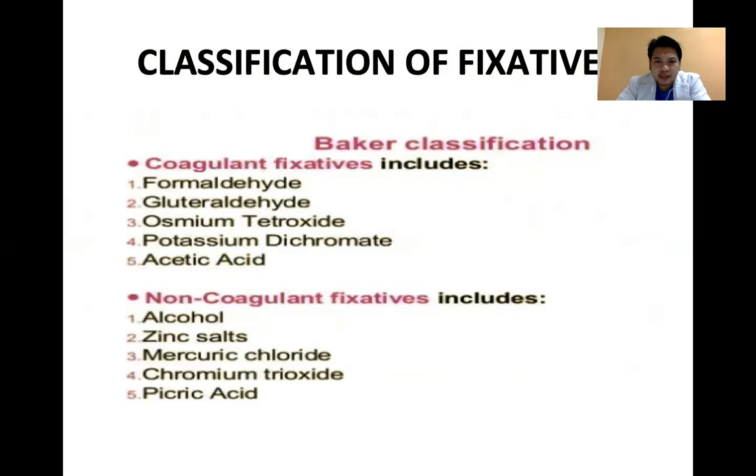We have also the Baker classification. So it differentiates our fixatives into coagulant and non-coagulant. Okay, so this classification is used to determine if the fixative can precipitate or denature our proteins. Okay? For example, coagulant fixatives are formaldehyde, formalin. Non-coagulant fixatives are alcohol. Okay? Non-coagulant fixatives are used for our tissue fluids. Okay?